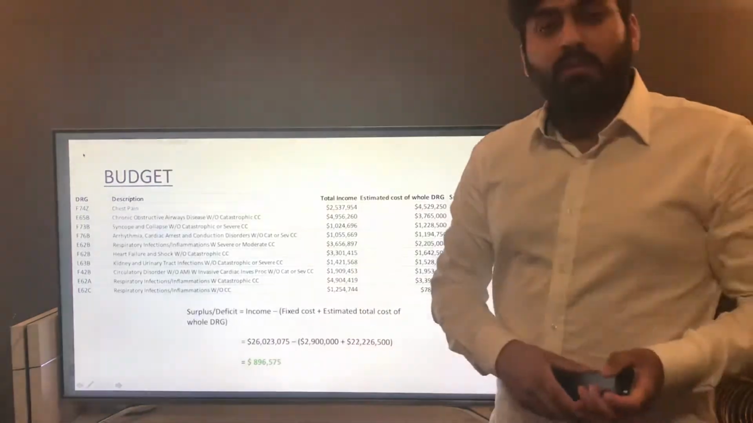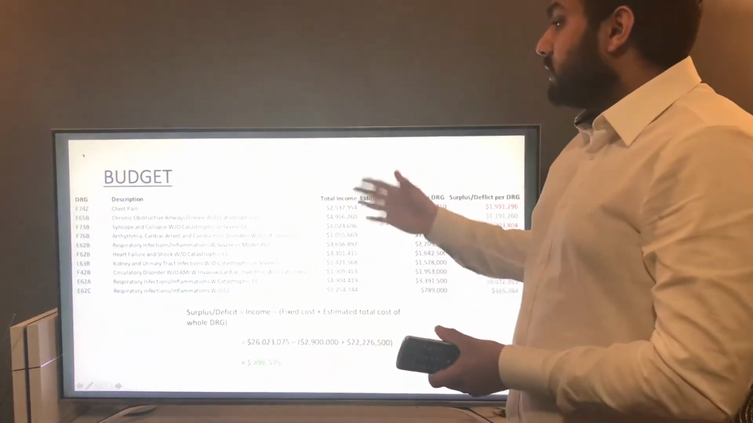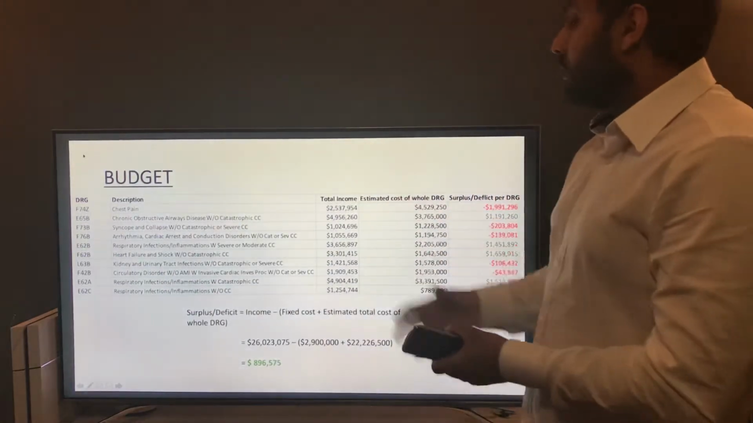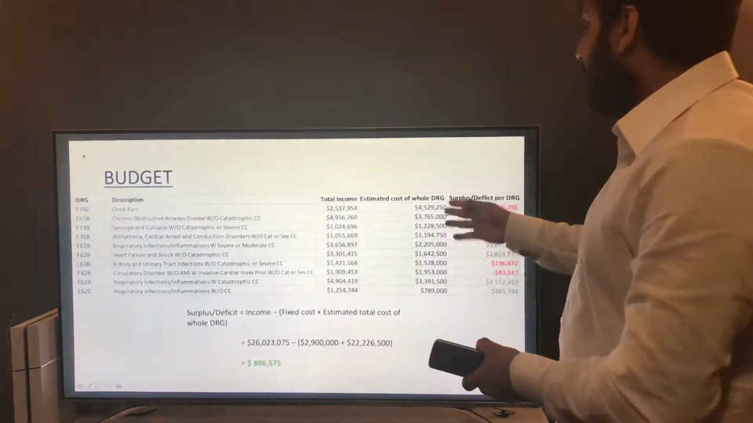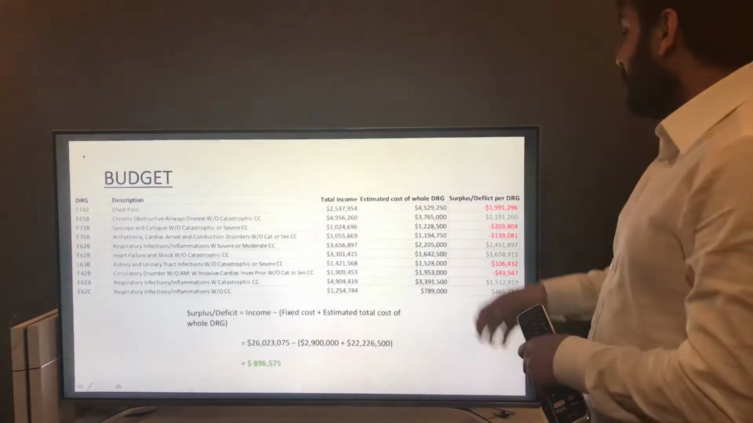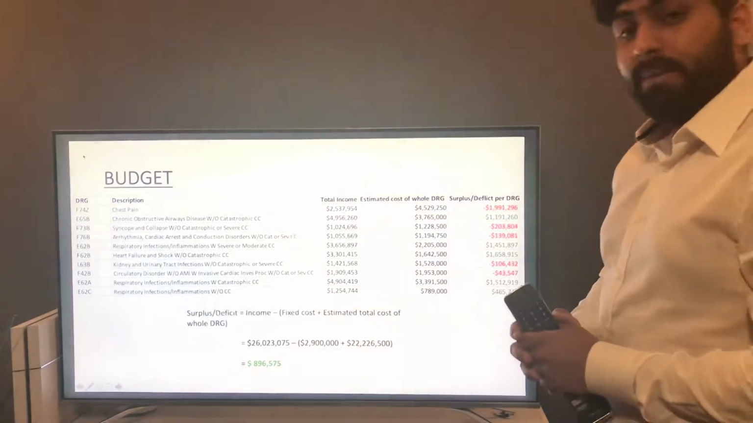So, in the next few minutes, we'll be talking about the budget. This is the budget with the following DRGs. This is the total income that we have got, and this is the estimated total cost of the whole DRG, and the surplus deficit per DRG.